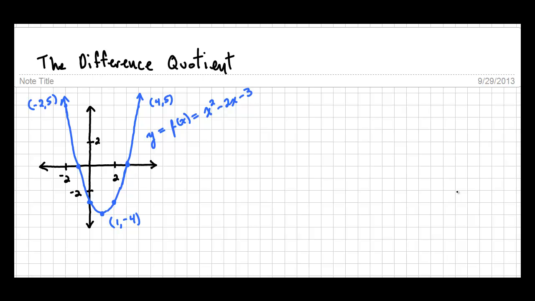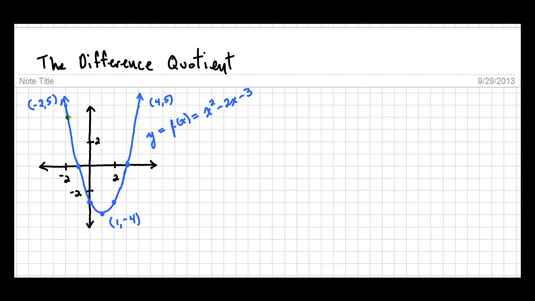One of the things we need to talk about in this section is the difference quotient, which can seem a little complicated, but it's really based on a really simple idea that you should be familiar with, and that's the slope. So in particular, we're finding the slope of a secant line.